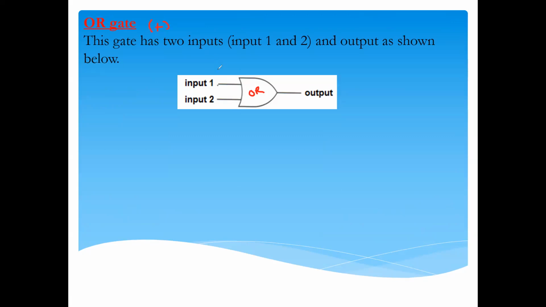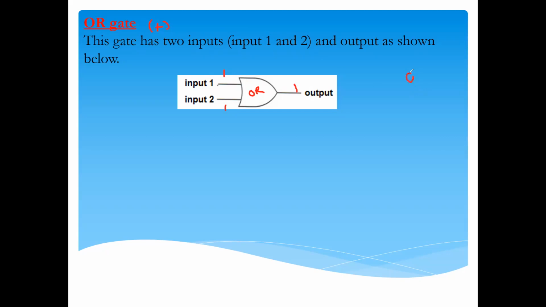So how to get the result? It's by addition. For example, 0 0. If both inputs are 0, so 0 plus 0, the output will be 0. Then if one of the inputs is 1, so 1 plus 0, the output will be 1. And if input 1 is 0 and input 2 is 1, so 0 plus 1, the output will be 1.